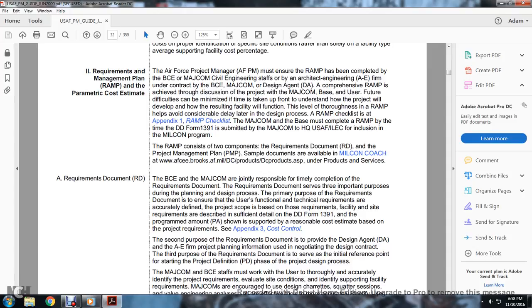The second purpose of the requirements documentation is to provide the design agent, the Air Force A&E firm, with project planning information used to negotiate the design contract. The third purpose of the requirements documentation is to serve as the initial reference point for starting the project definition phase and the project design process.